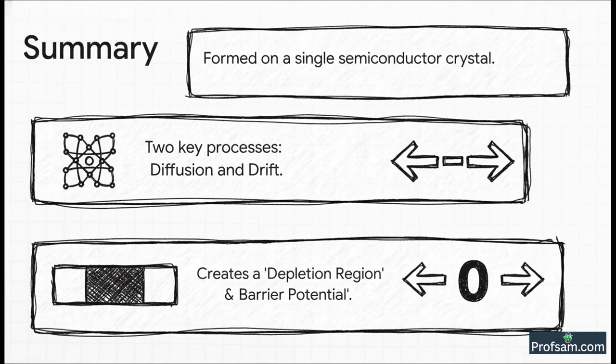Just remember these 4 key points. First, a p-n junction is formed on a single semiconductor crystal. Second, 2 main processes are at play: diffusion, which is because of the concentration difference, and drift, which is because of the electric field. Third, these 2 processes create the depletion region and the barrier potential. And finally, fourth, at equilibrium, the diffusion current equals the drift current, so there is no net flow of charge. That's the whole story in 4 points.